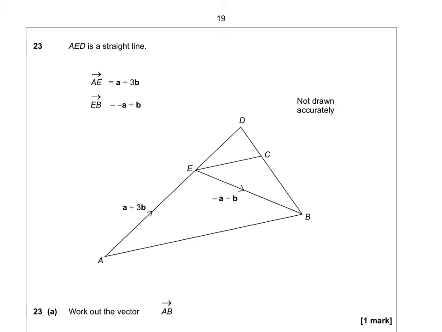Question 23. AED is a straight line. This is a vectors question. AE is a plus 3b. EB is negative a plus b. Read the information in the question and apply it to the diagram. 23 part A, work out the vector AB, this vector here.